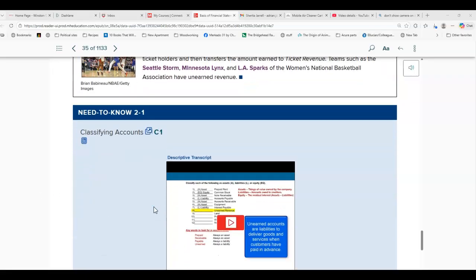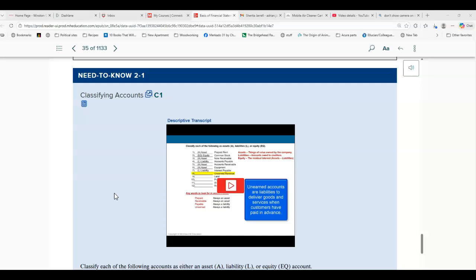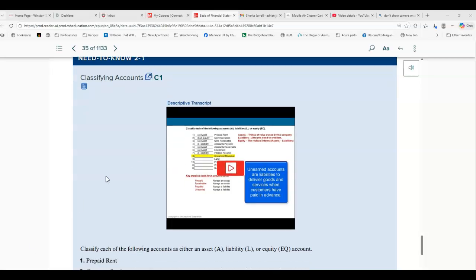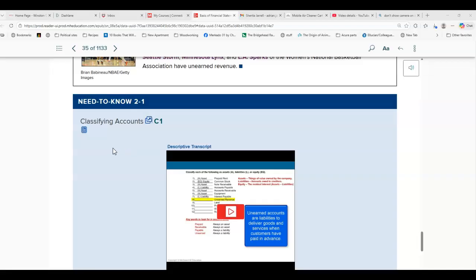Okay, so let's look at classifying the accounts here. You can do that. Just play the little video and learn how to classify each of the accounts. This is a really good little practice to do. The Need to Knows are really good things to do at the end of each little section to make sure you understand what you're doing. I would also go to the back of the chapter and look at the quick questions there, and maybe some of the exercises and problems that deal with learning objective C1, and see if you can do those.